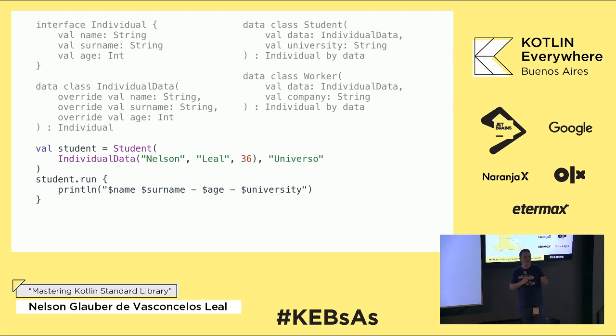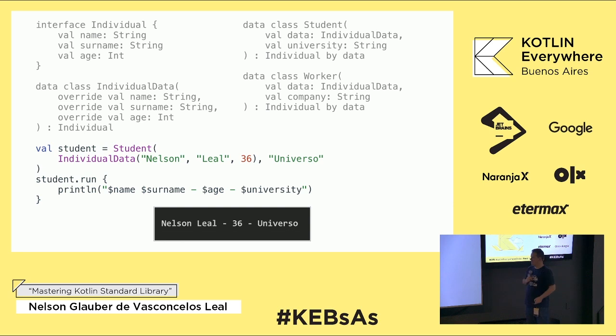And why is it called delegates? Because when I call, for example, student.name, the name property which is being called is the one from IndividualData. Notice here, Individual by data. So all calls that I'm doing for the individual properties, I'm doing through the data property. Okay? This is very cool. So this is the output.